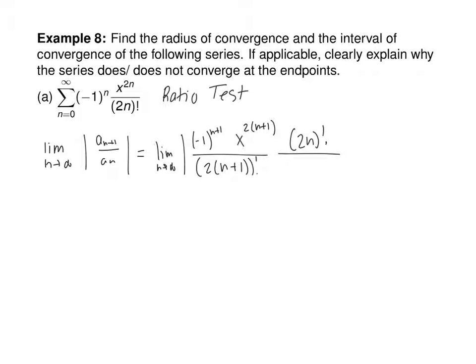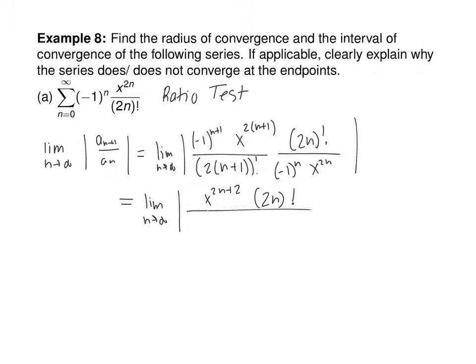Dividing by a n is the same as multiplying by its reciprocal. And now let's simplify a bit. I'm not going to get rid of the absolute value bars, but I am going to get rid of the negative ones to the n's because they don't really matter. So I have x to the 2n plus 2, 2n factorial over 2n plus 2 factorial times x to the 2n. Now I think it's pretty obvious that when you have x to the 2n plus 2 over x to the 2n, you're going to have x squared. And those absolute value bars aren't necessary because x squared will always be positive.